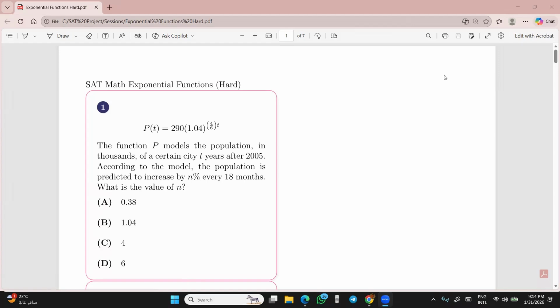Hello, my dear students. I am Mr. Muhammad Said, and this is the third and the last part of this lesson, exponential functions. And this is the hard one, which contains some intervention from other lessons. I mean, some questions are connecting the exponential functions with some other lessons.